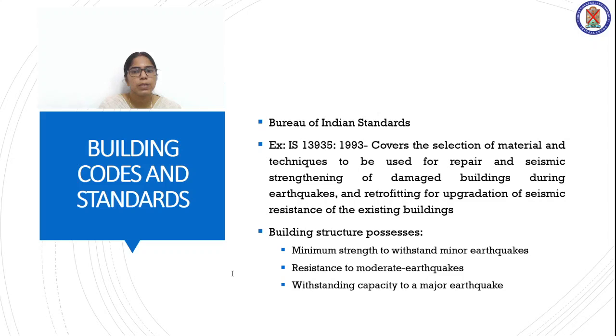It is never possible through any building standard to lay down regulations for protection of buildings and infrastructure from earthquakes of all magnitudes. It is not possible to build earthquake-proof buildings. However, the design approach adopted in the building code is to ensure that the building structure possesses minimum strength to withstand minor earthquakes, which occur frequently, with some non-structural damage.